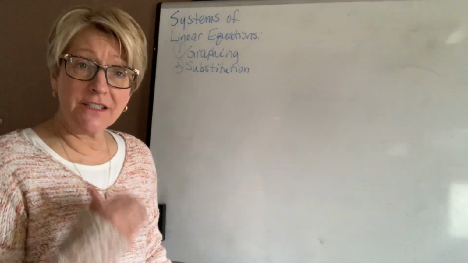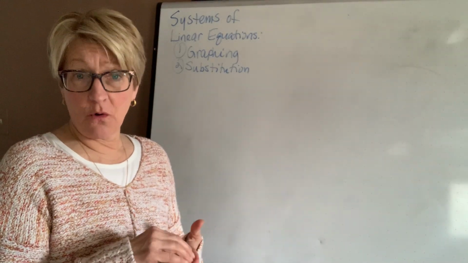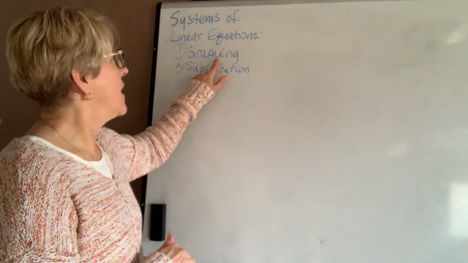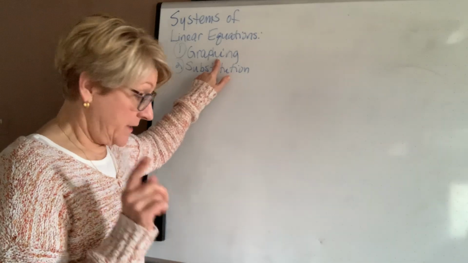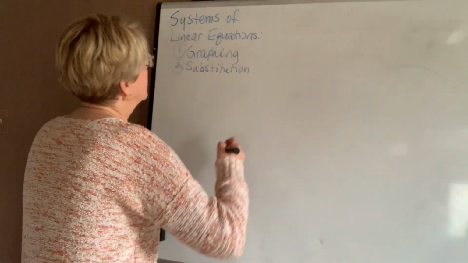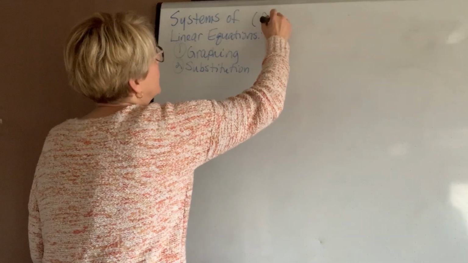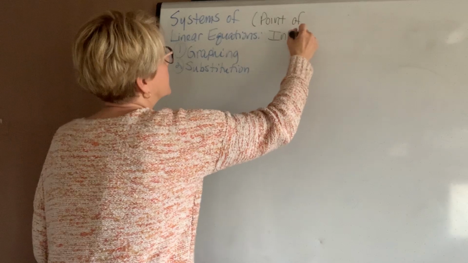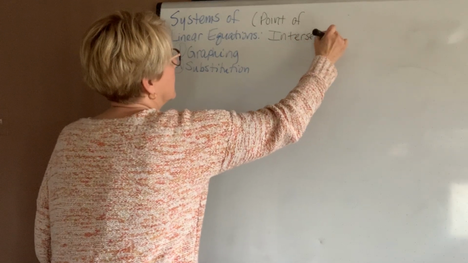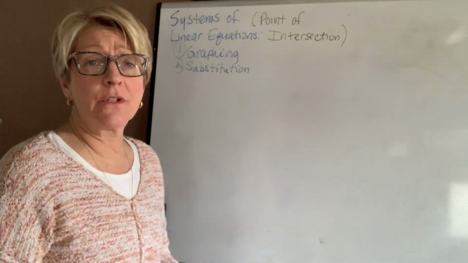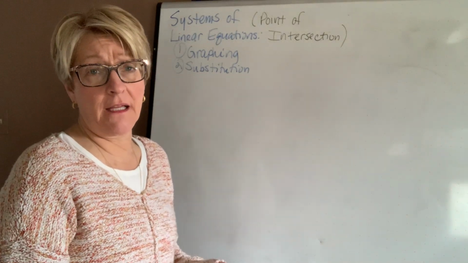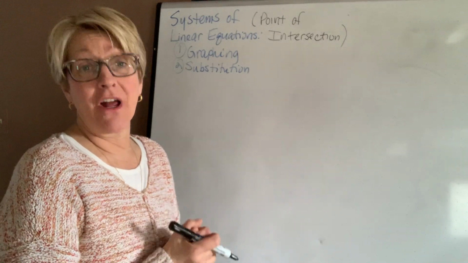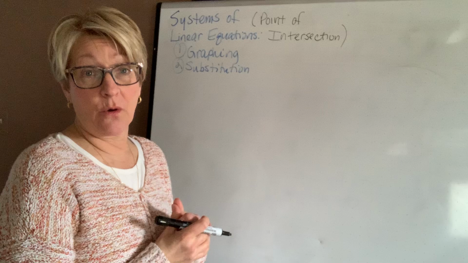So in the last video we talked about graphing inequalities, and previous to that we looked at graphing systems of linear equations. Please remember that the solution, the thing we're looking for, is the point of intersection. And we looked at some vocabulary words: consistent, inconsistent, dependent, and independent systems. Okay, now we're going to get to the algebra part of solving a system of linear equations.